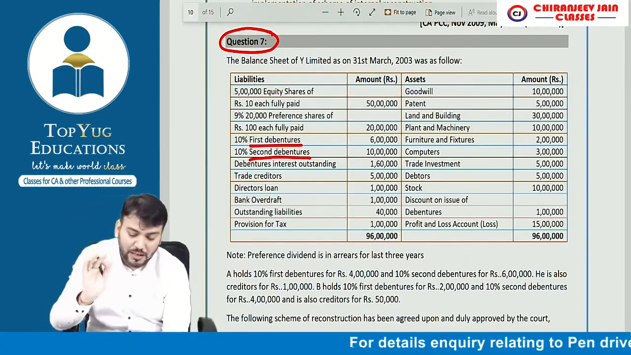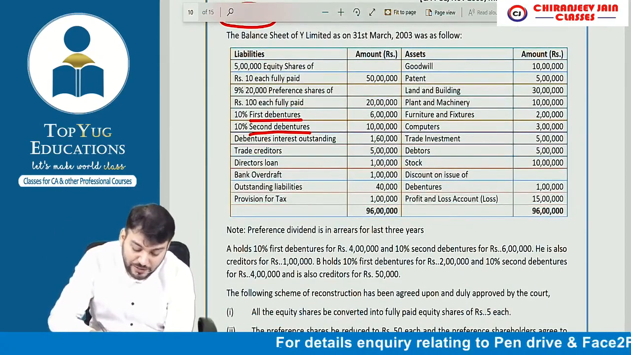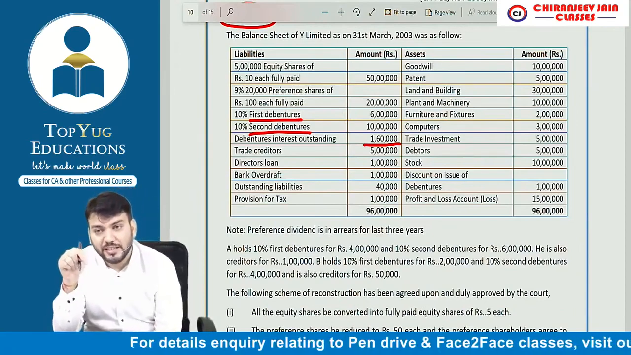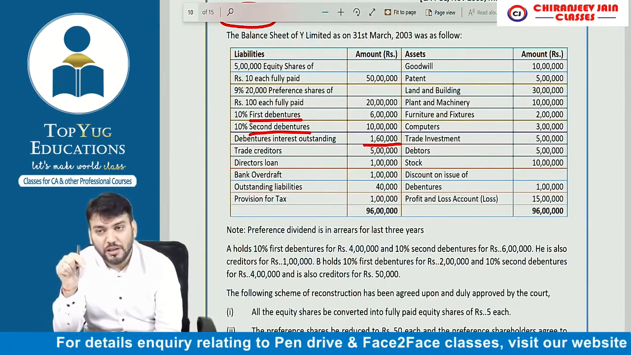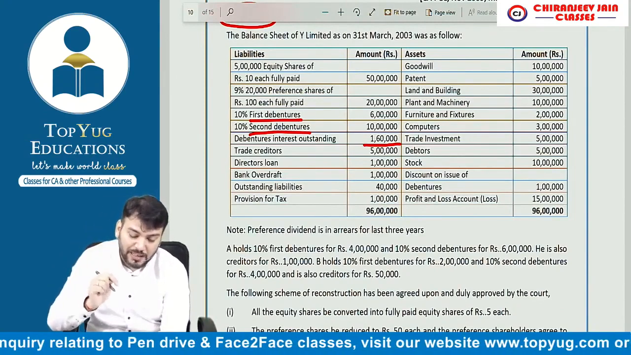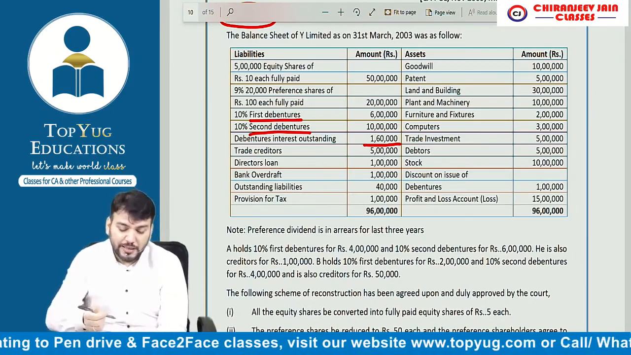Total debenture कितना हो गया? 6 lakh and 10 lakh. Correct. Debenture interest outstanding 1 lakh 60. So one thing is clear, can I say the total interest is outstanding for this year? Total interest is outstanding for the relevant year, means 31st March 2003 year ended.